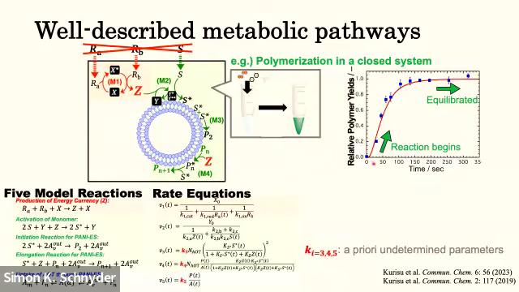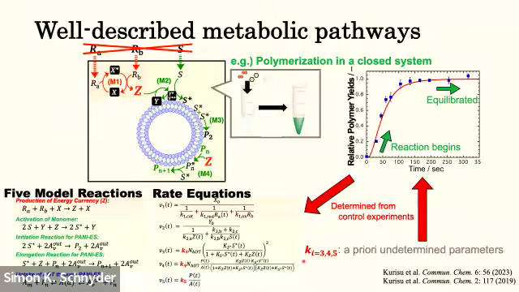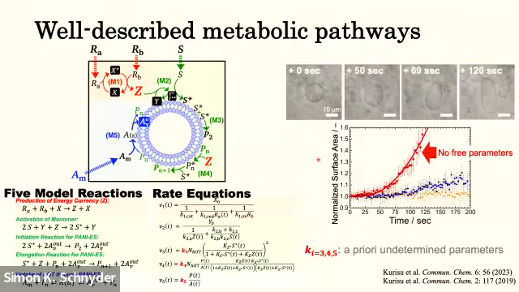In such a system, the reaction begins in the first several seconds, and then the reaction reaches equilibrium. By using such a control system, we can determine the undetermined parameters of the rate equations, and we can successfully describe such membrane growth coupled with the artificial and very simple reaction network with no free parameters. So this is one of the advantages of such simple artificial researches.